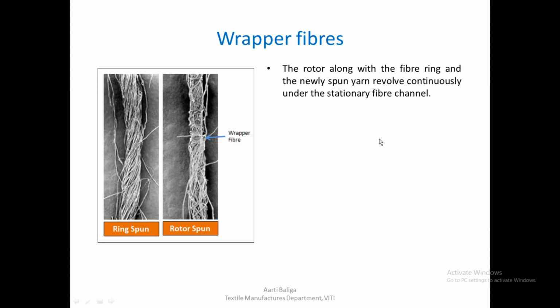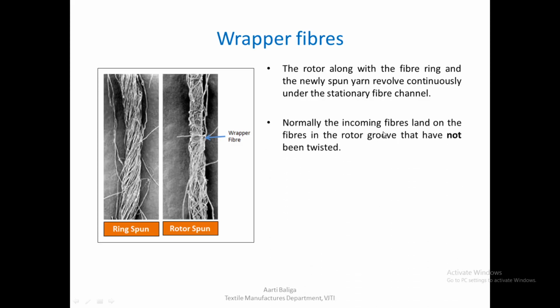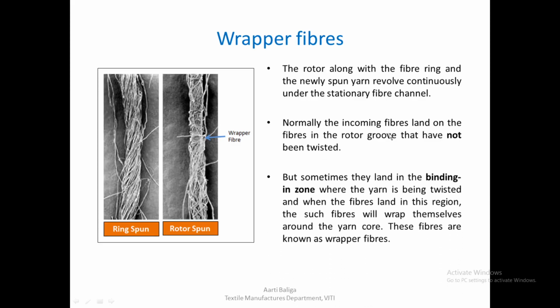fiber channel. So when the incoming fibers enter the rotor, they land on the earlier fibers in the rotor group, and those fibers which have not been already twisted. So normally this is all right. You won't see any wrapper fibers due to this if it normally lands on the fibers which are not being twisted. But sometimes it happens that they land, because it is all because of this reason that the rotor along with the fiber ring and the spun yarn continuously rotates.